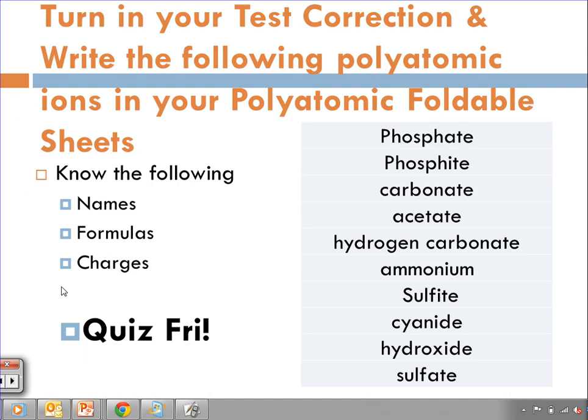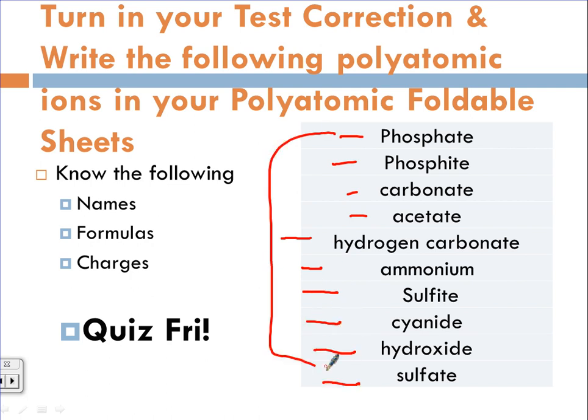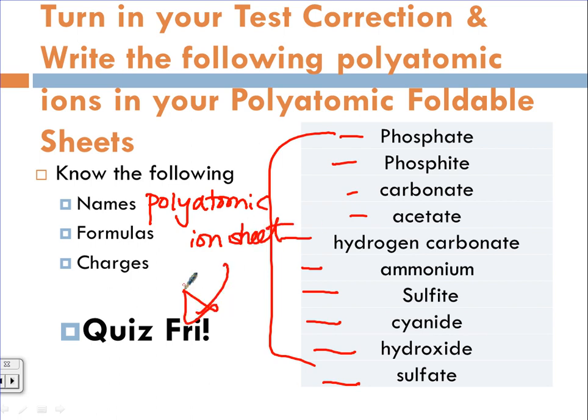So the things you need to know for the quiz on Friday are phosphate, carbonate, acetate, hydrogen carbonate, ammonium, sulfite, cyanide, hydroxide, sulfate. All of these are on your polyatomic ion sheet, and you can memorize them for the quiz on Friday: all of the following things, names, formulas, as well as the charges. Isn't the charge uniform? Yes.